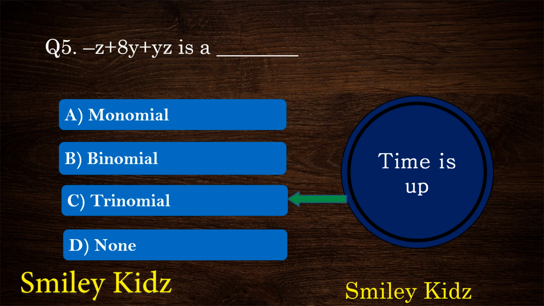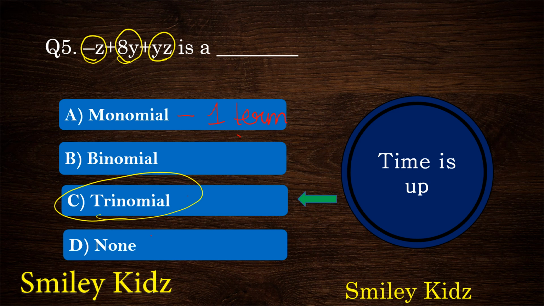Your time is up and the right answer is option C, trinomial. So here in this expression we have three terms. They are minus z, 8y and yz. So what is a three-term expression termed as? It is a trinomial. Trinomial is an expression with three terms. What about the other options? Monomial has one term. Binomial has two terms. Correct. So the right answer is option C, trinomial.